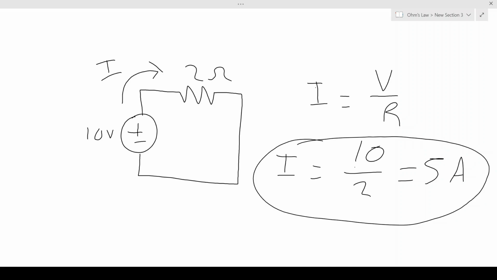But my question to you guys is, what will happen if we increase the voltage source of this circuit? So if we increase the voltage from 10 volts to, let's say, 15 volts, will the current increase or decrease? Or will it stay the same? So let's give it a try. Let's increase the voltage from 10 volts to 15.